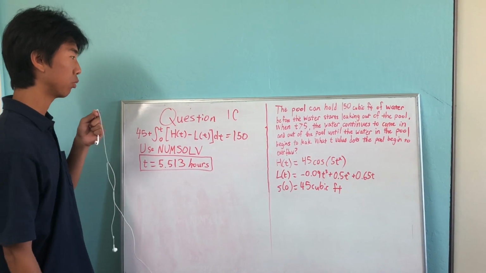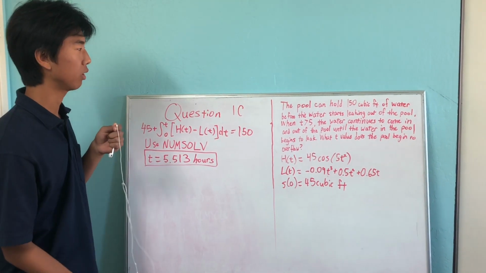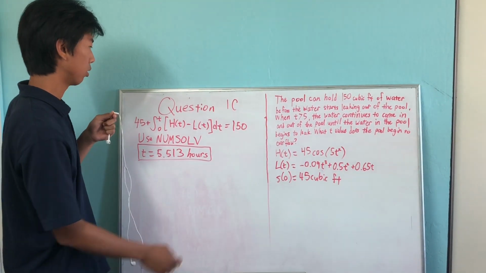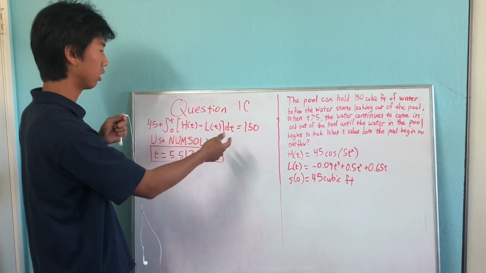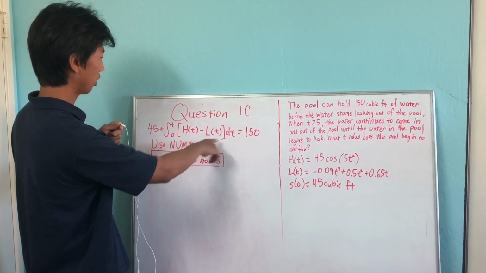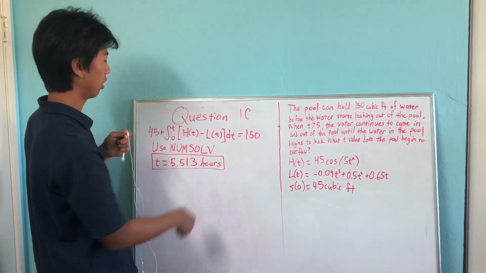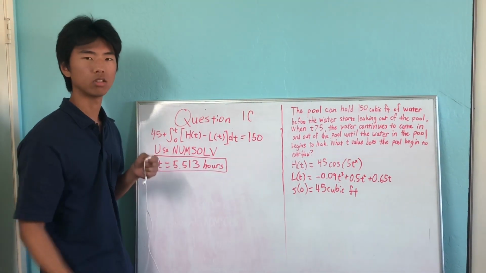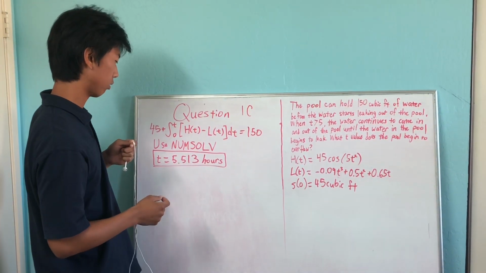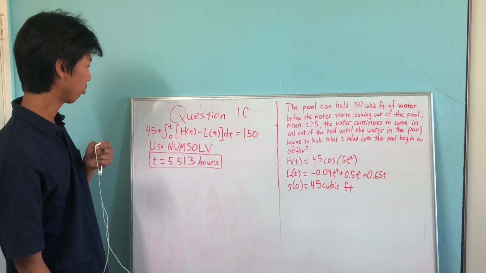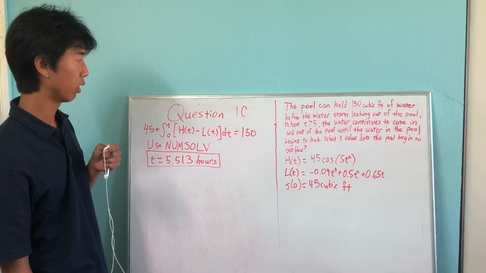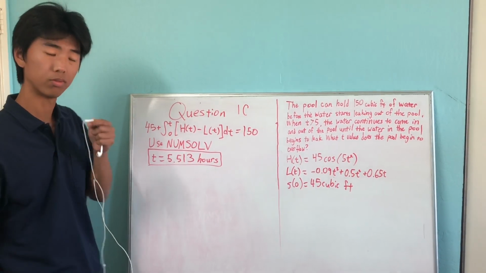Here, we know that the pool can hold 150 cubic feet of water, and so we have to make the 150 cubic feet of water equal to the original expression that we have. Then you have this equation right here, and you just input that into the numeric solver and try to find the t value, and we get t equals 5.513 hours when the water overflows from the pool.